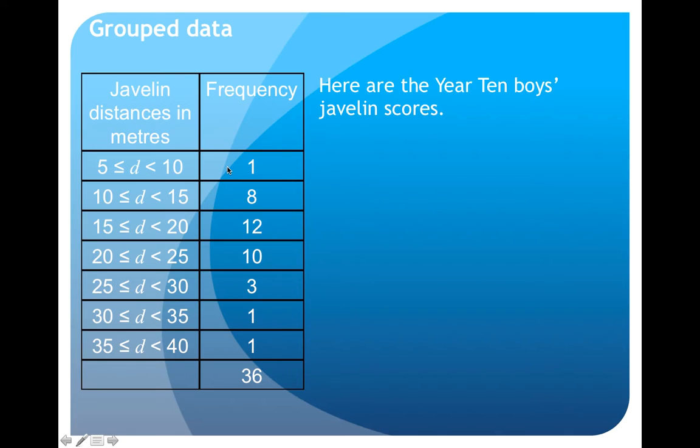So when it talks about estimating the mean from grouped data, there is a very specific way we're expected to do it, which is to use the midpoint. If we know that the javelin was thrown between 5 and 10 meters, we don't know if it was 5, we don't know if it was 10. The best estimate that we can give is to go exactly halfway in between and say it was 7.5. So that's the approach that we would take.